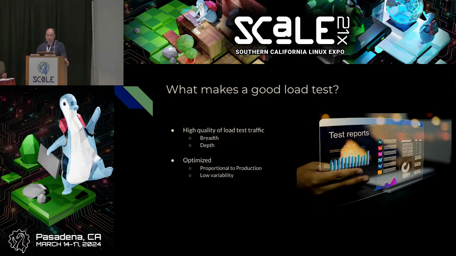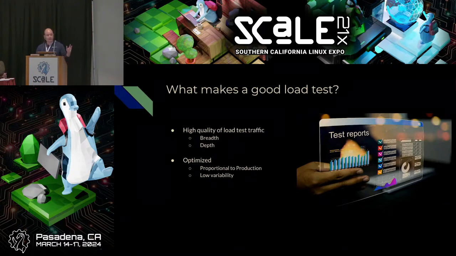So for a good load test, we also want to have proportionality. The example I'll give here is, imagine you had a handful of page types that received a ton of traffic in production. We want to make sure that as you're load testing in QA, that is also the case.